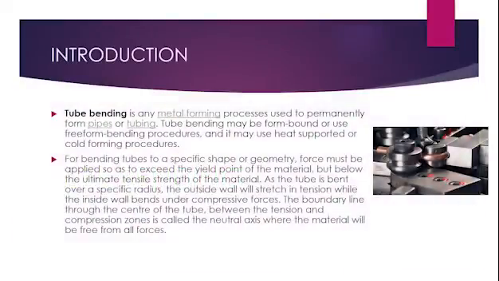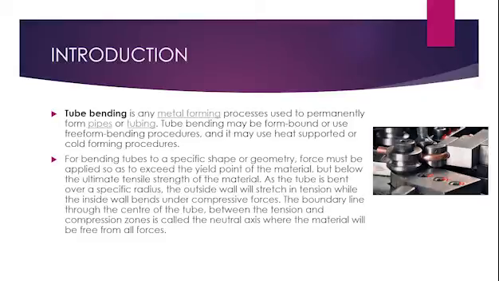So let's see what is tube bending. Tube bending is any metal forming process used to permanently form pipes or tubing. Tube bending may be form bound or use free-form bending procedures, and it may use heat-supported or cold-forming procedures. For bending tubes to a specific shape or geometry, force must be applied so as to exceed the yield point of the material, but stay below the ultimate tensile strength of the material.